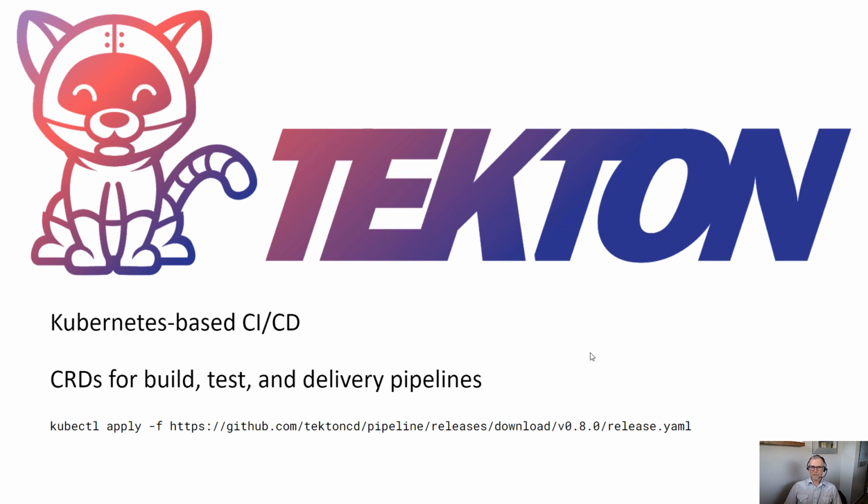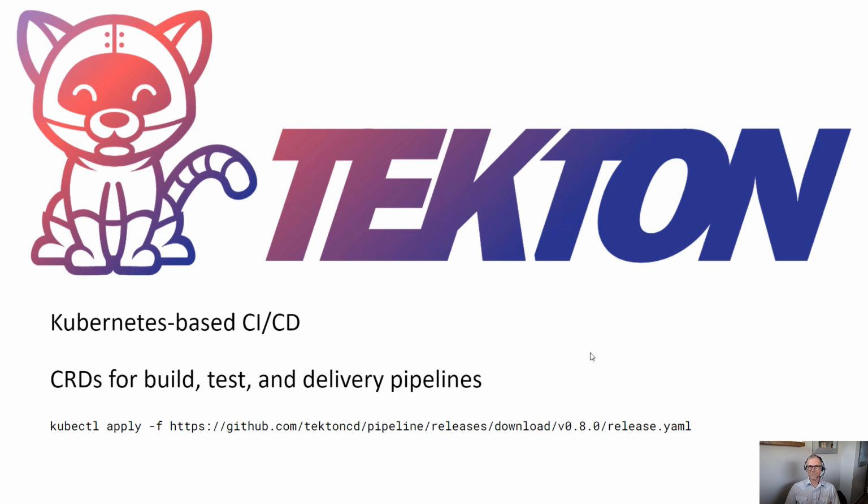Tekton is an open source Kubernetes-based CI/CD technology. What we're going to do is walk through all the pieces of it so you can know how to build your own CI/CD pipelines that run on Kubernetes. Tekton is a bunch of CRDs, that's the custom resource definitions in Kubernetes, and they provide the primitives for building a pipeline that can do things like build, test, create and deploy container images, and that kind of thing. And it's pretty easy to install it in Kubernetes.